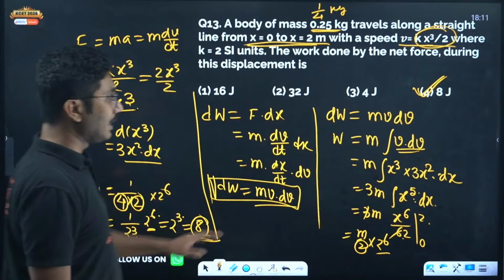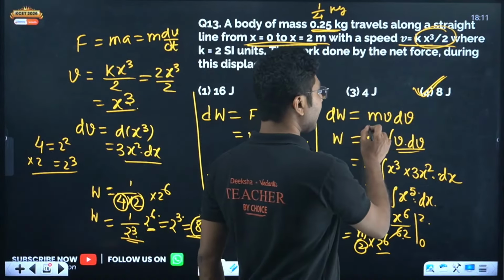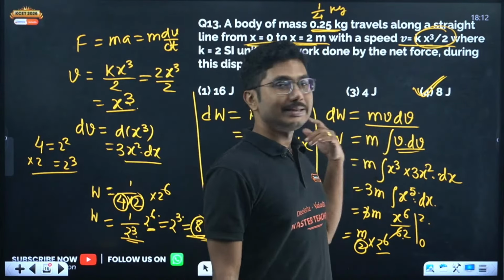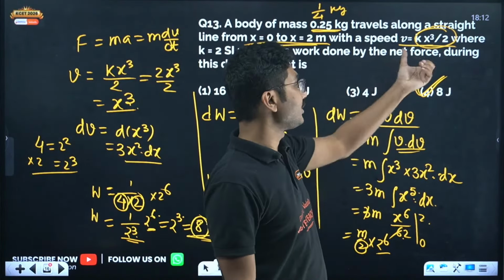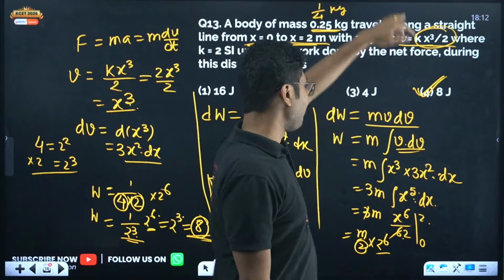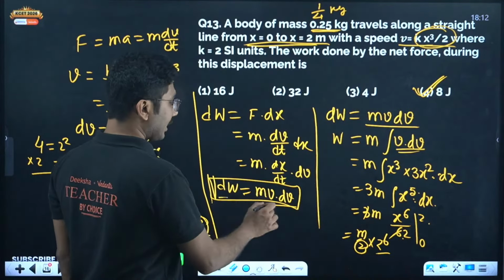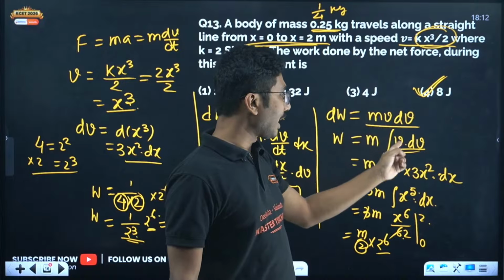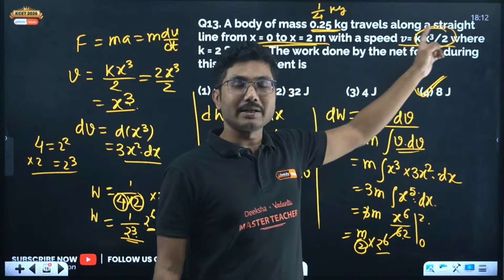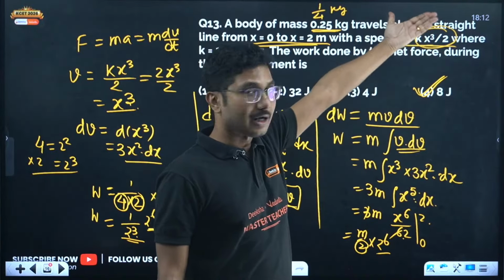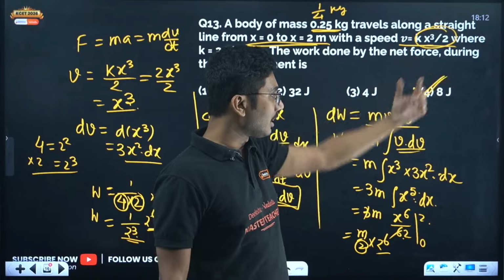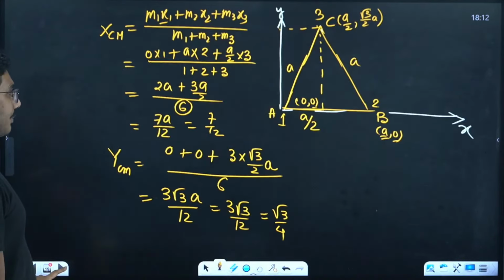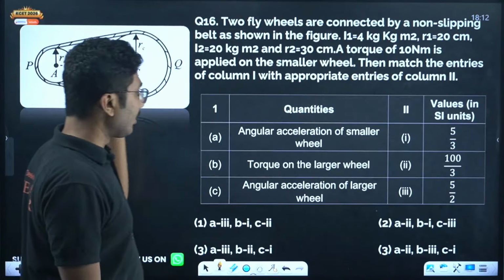So if you are wondering how x to the power of 5 came over here, because F dx is not applicable over here. F dx is not applicable over here because force is not given, velocity is given. So first you have to convert the work in terms of velocity. Now v is given in terms of x, so we have to write v in terms of x and dv in terms of dx. So you have to convert dv also, then only you will be able to apply this equation. Okay, F dx is not applicable in this problem. Now answer this question.